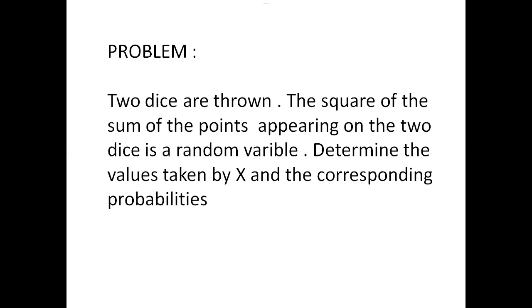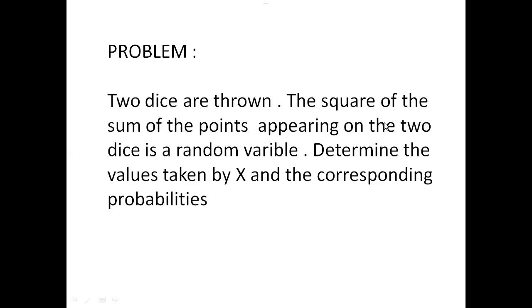Suppose three dice are thrown, then the total number of outcomes is 6 cube. If 4 dice are thrown, then the total number of outcomes is 6 power 4. Like that, we get the total number of outcomes. In this, the experiment is two dice are thrown. That's why the total number of outcomes is 6 square, that is 36. That means in the sample space, we get 36 elements, that means 36 outcomes.